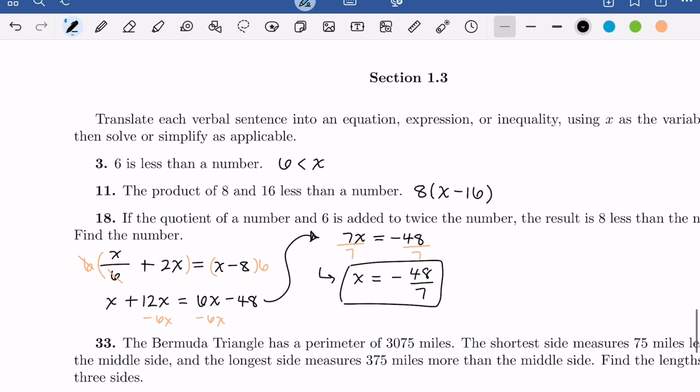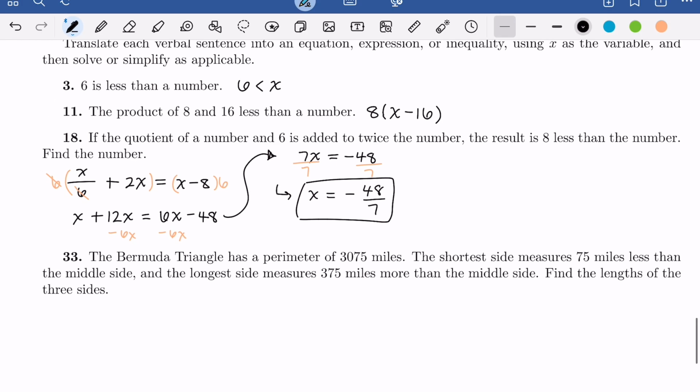Moving on to our next question here, question 33 from our textbook. We're told that the Bermuda Triangle has a perimeter of 3,075 miles. The shortest side measures 75 miles less than the middle side, and the longest side measures 375 miles more than that middle side. So with this information, we're going to find the lengths of all 3 sides.